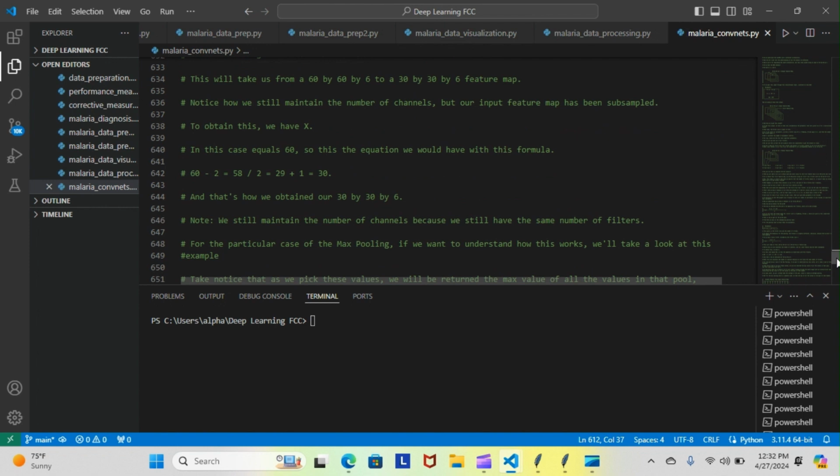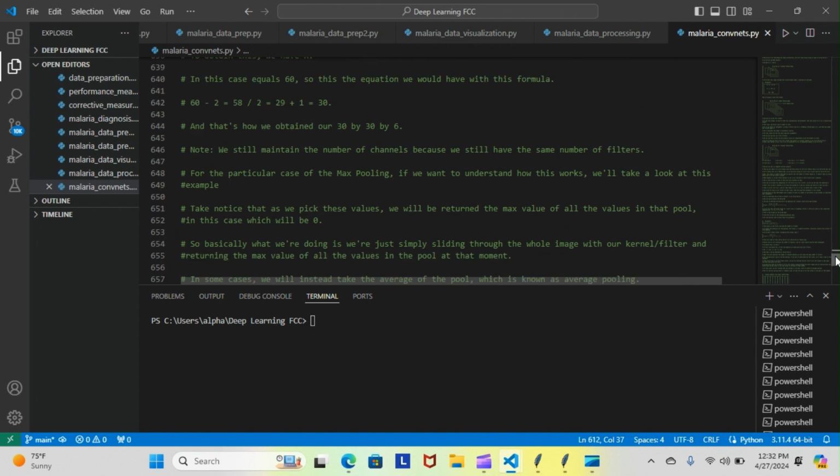Now notice we still maintain the number of channels, but our input feature map has been subsampled. We maintain the number of channels because the number of filters hasn't changed. We still have 6 filters, so that's why we have the 6 channels.